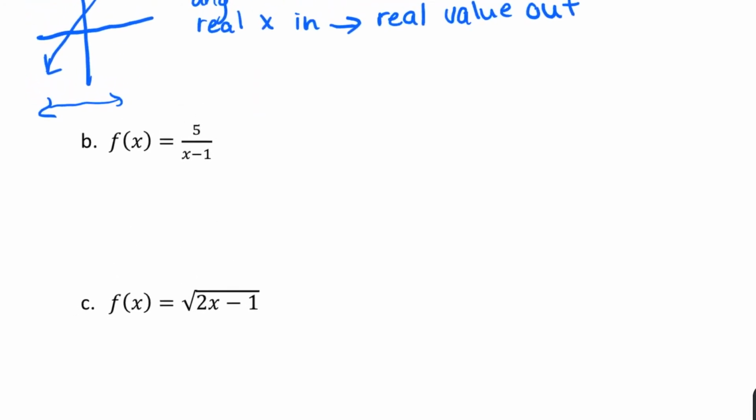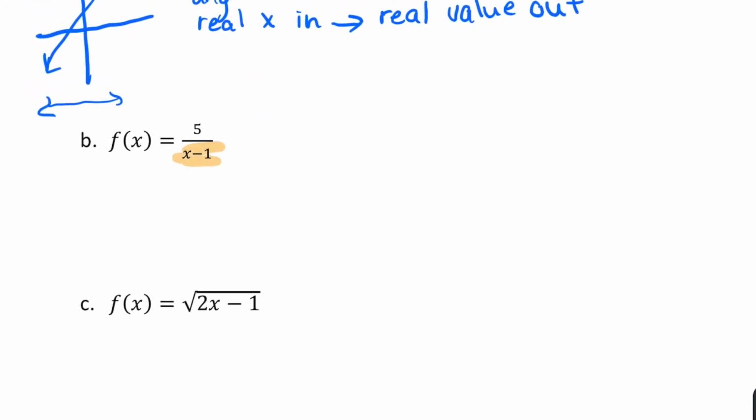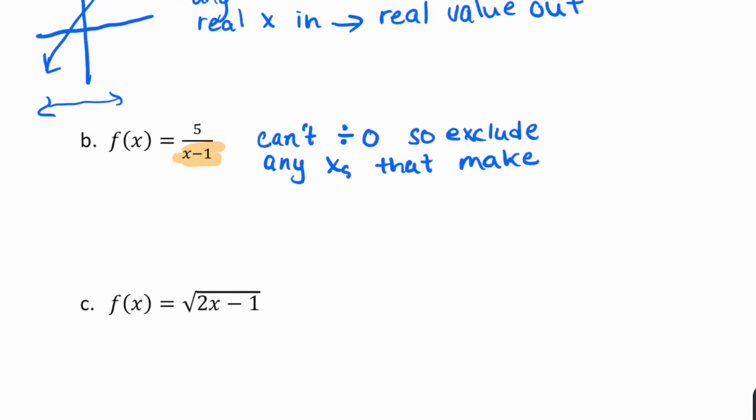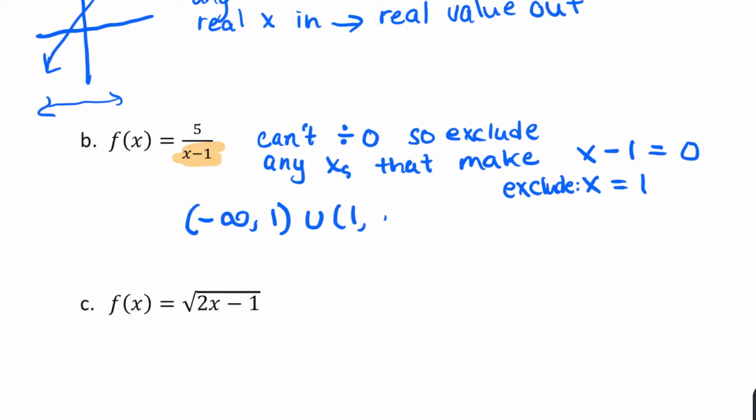If you look at 5 over x minus 1, we can't have any x values that make us divide by 0. Since there's division here, we have to exclude anything that makes our denominator, x minus 1, equal to 0. If you set x minus 1 equal to 0 and solve, x equals 1 would make that denominator equal to 0, so we have to exclude x equals 1 from my domain. Any other real number should work, but I have to skip over 1 itself, so negative infinity to 1 with parentheses, and then 1 to positive infinity.